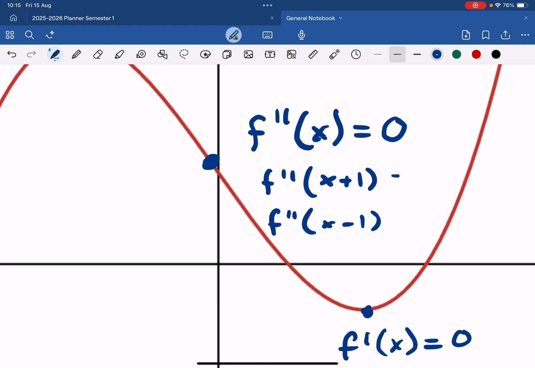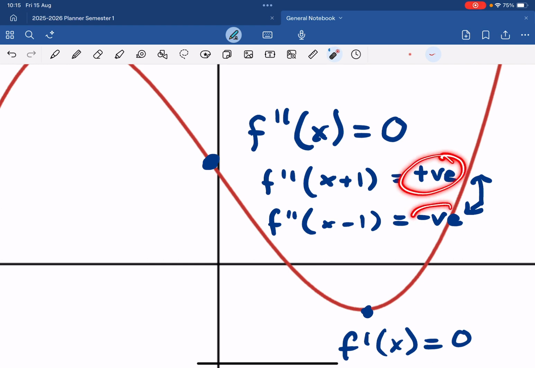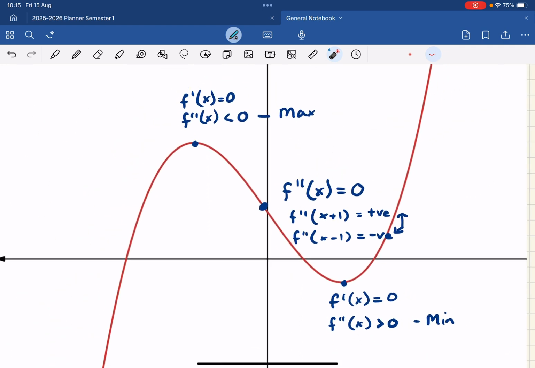And what I'm looking for is, I don't really care about the value, but if this is positive, then this needs to be negative. Or the other way around. So I could swap those two around. And that indicates a point of inflection. If this was positive and this was positive, then I would not have a point of inflection. So that's one way in which we can tell and distinguish between all our stationary points.